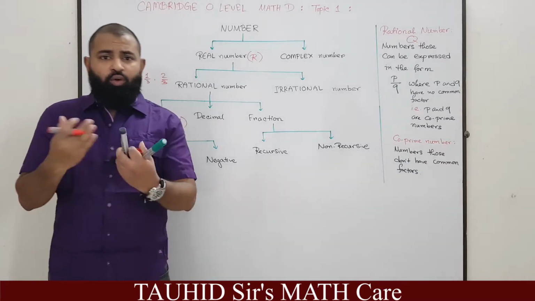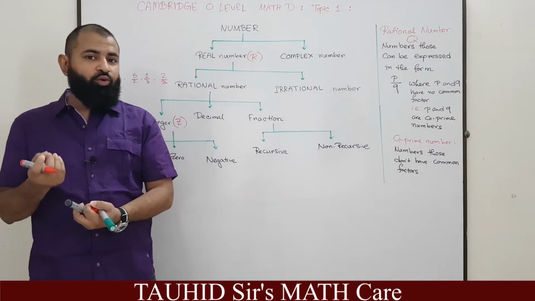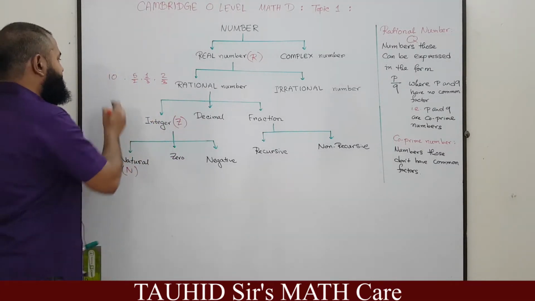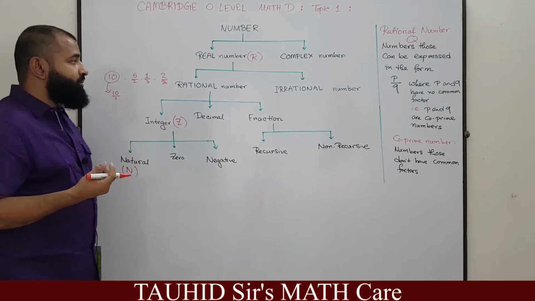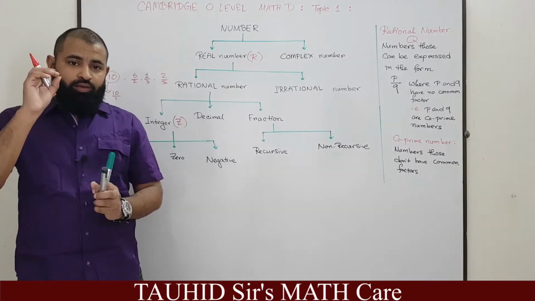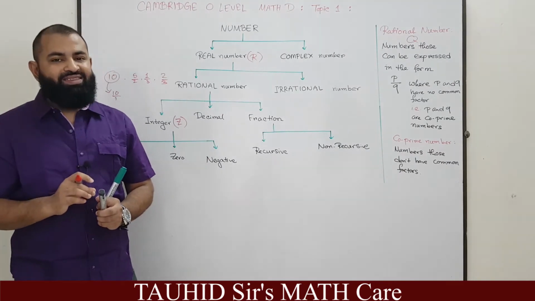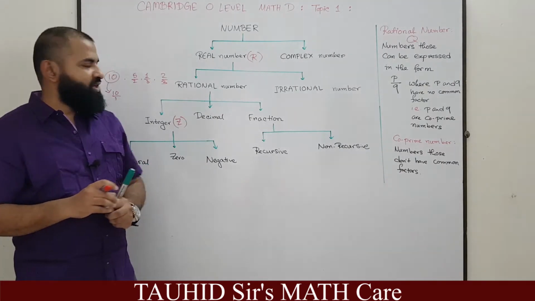You will be astonished, why is 10 a rational number? Here we don't see anything divided by anything, but you can write it as 10 by 1. Here is an example of rational number. In short, those numbers we can express as a ratio are rational numbers.